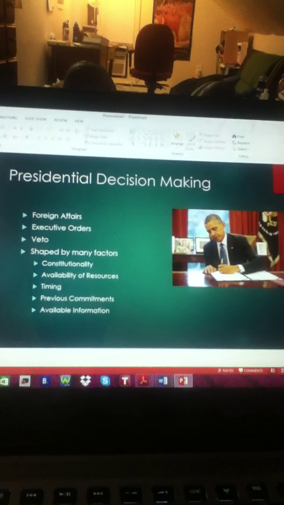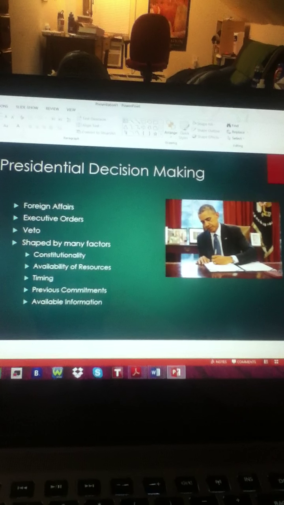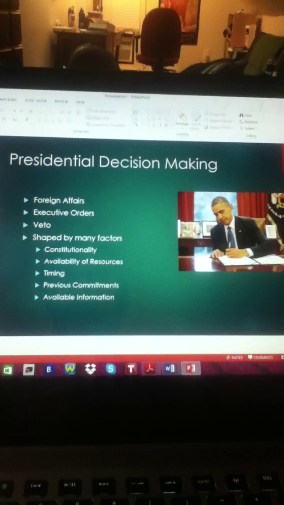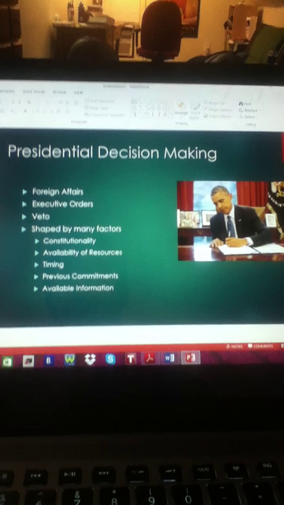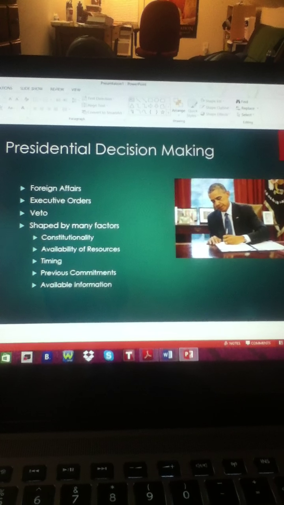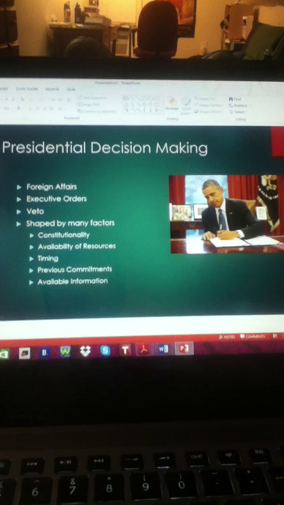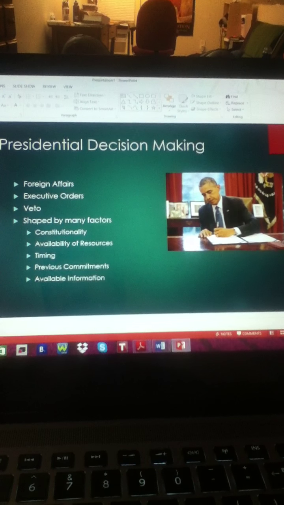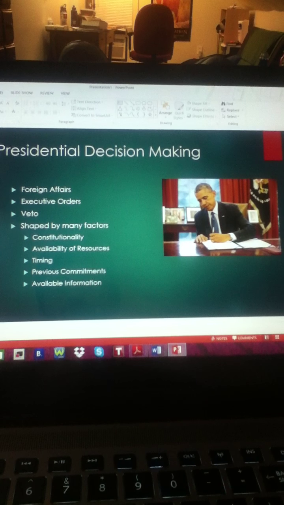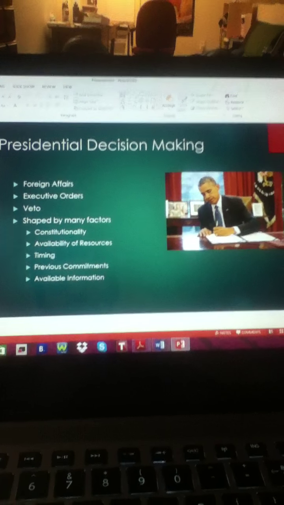Next, Anderson notes the president's role in decision making. The president has decision making in foreign affairs, executive orders, and vetoing. Presidential decision making can be shaped by many factors, such as constitutionality, availability of resources, timing, previous commitments made to the public, and available information about policies.